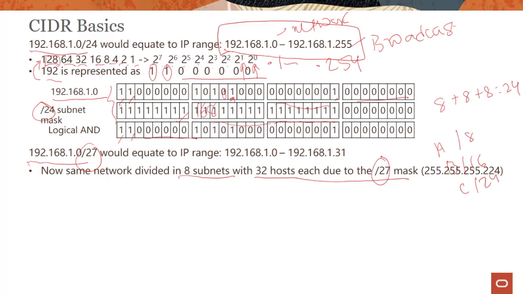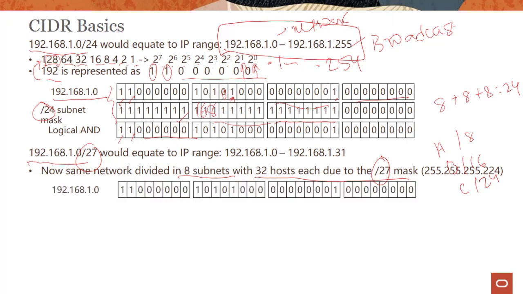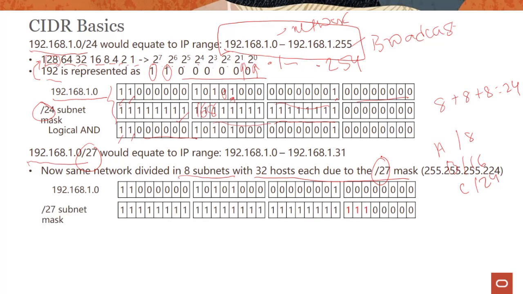So how did I get to that? How did I do it? Let's look into it. First thing is 192.168.1.0, that's the IP I got. The network is still the same, so nothing changed here. Now my subnet mask changed.